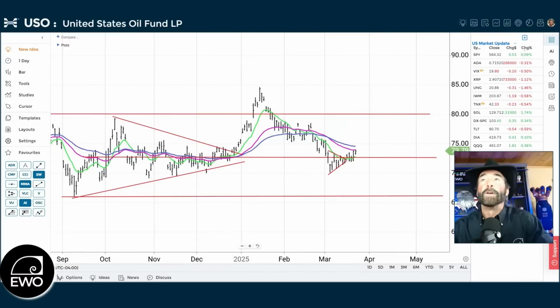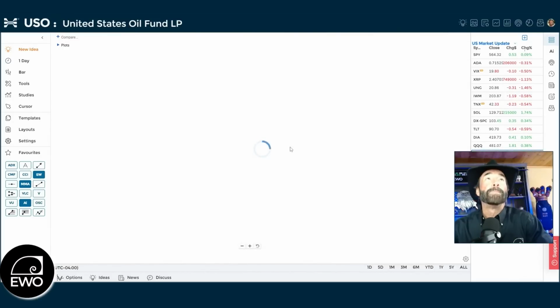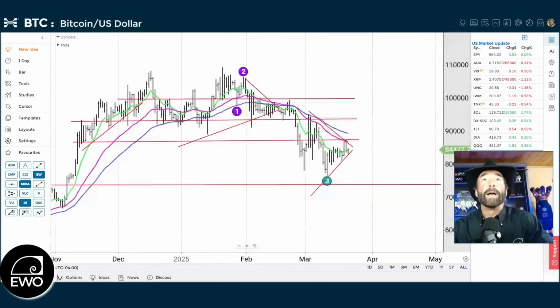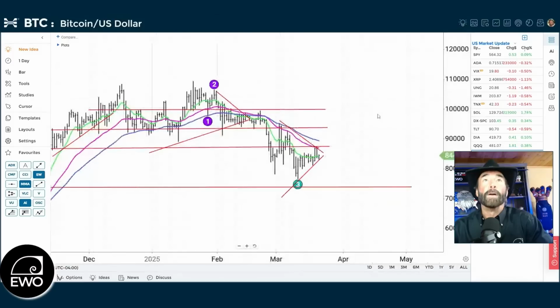Now let's move into cryptos. Take a look at Bitcoin. And you can see that we have, this is the interesting news on Bitcoin, a pretty decent symmetrical triangle here. It's not perfect because there's a little gap there, but when you have multiple touches on lower highs and higher lows, I like that triangle formation.